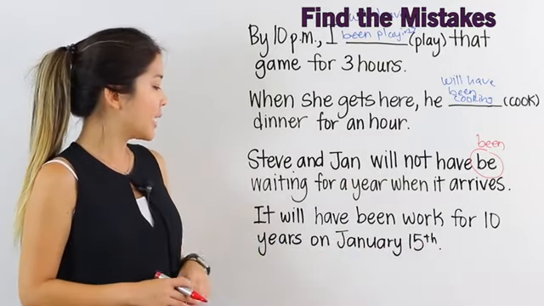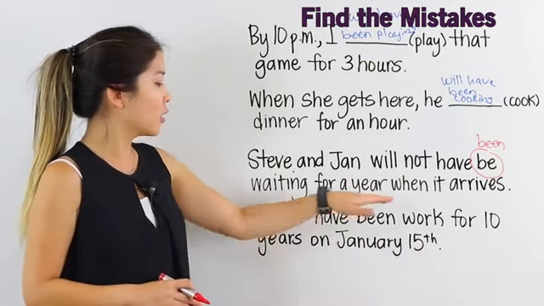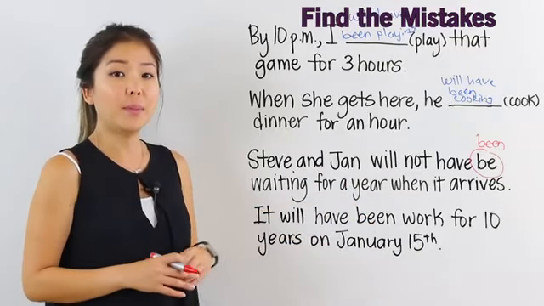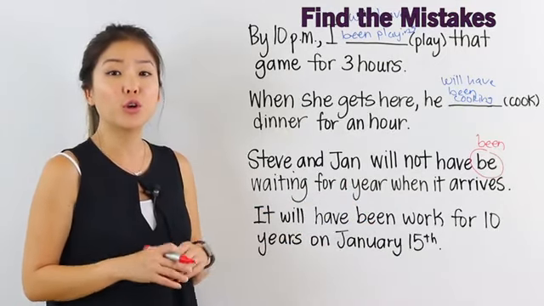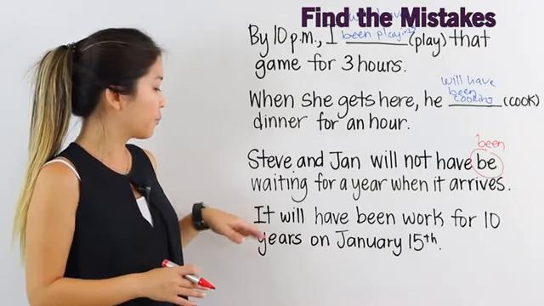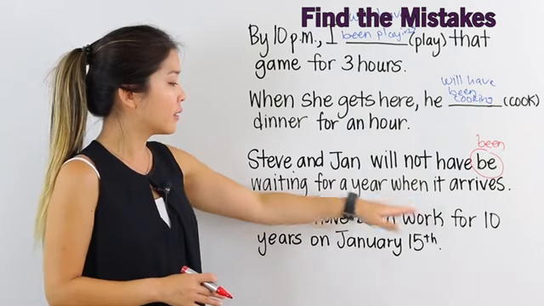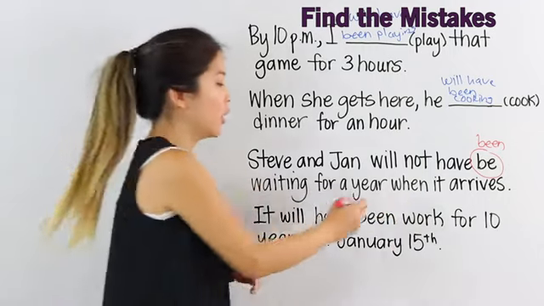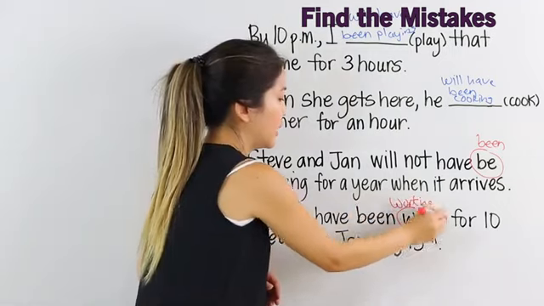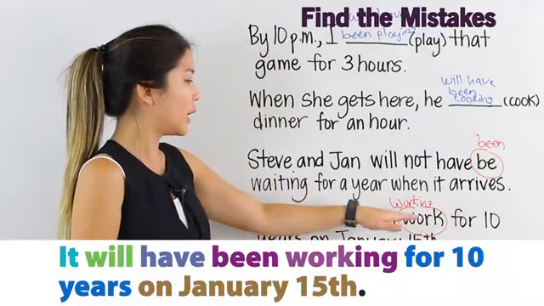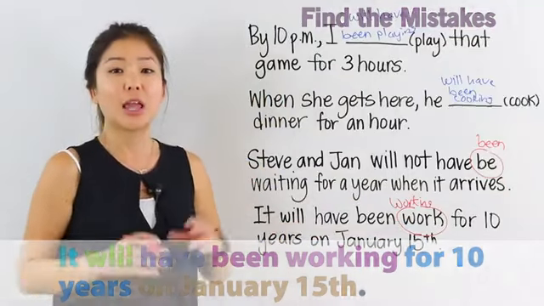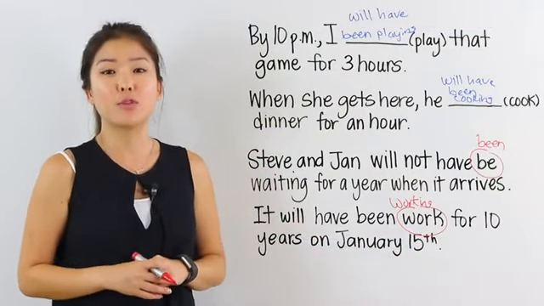The last sentence says, it will have been work for 10 years on January 15th. So maybe here I'm talking about a computer or a TV, maybe some kind of machine. It will have been. I see the mistake here. We need verb-ing. It will have been working for 10 years on January 15th. Great job, everybody. Let's move on.